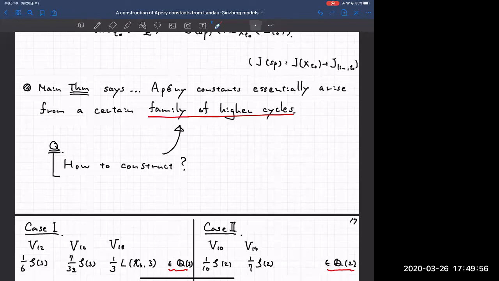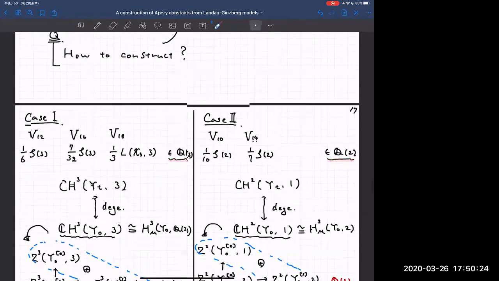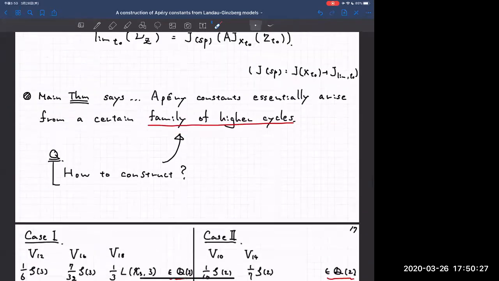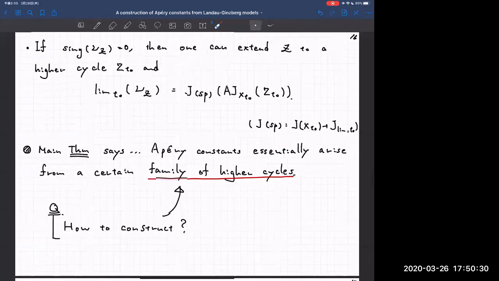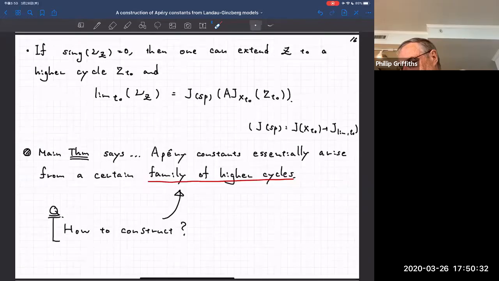So as a conclusion, I want to say that the main theorem says that the Apéry constants in the B-model side essentially arise from a certain family of higher cycles, concerning the Abel-Jacobi value and its limit. Of course, a question to understand the theorem is how to construct such a family of higher cycles. So does anyone have any question about this topic, please? Okay.